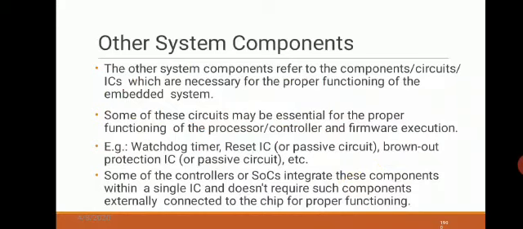The other system components refer to the components, circuits, and ICs which are necessary for the proper functioning of the embedded system. Some of these circuits may be essential for proper functioning of the processor, controller or the firmware execution. For example, a watchdog timer is very important. Also the reset IC and the brownout protection circuit. These are different components present inside the embedded system. They help and protect the embedded system, either at the hardware level or at the software level.